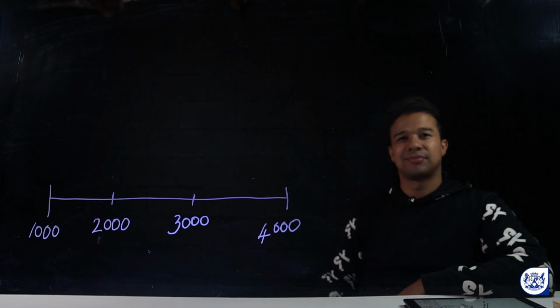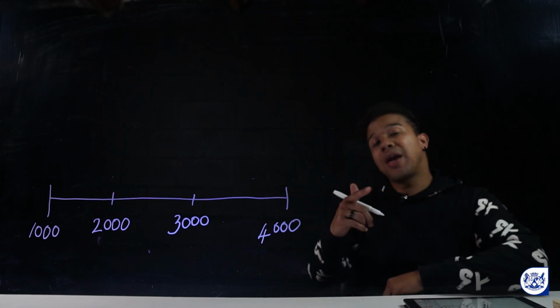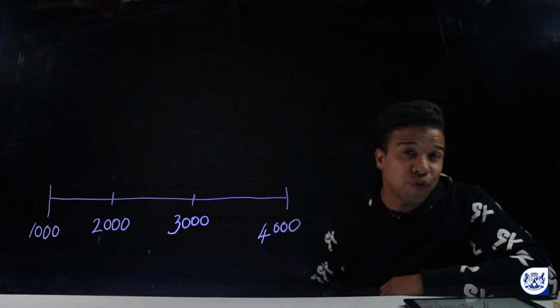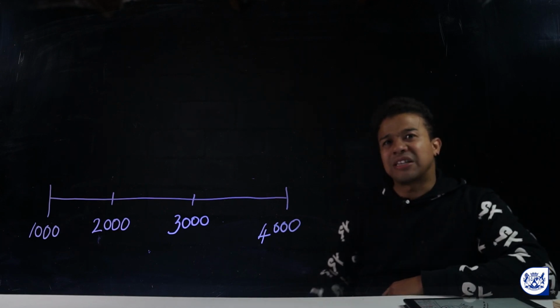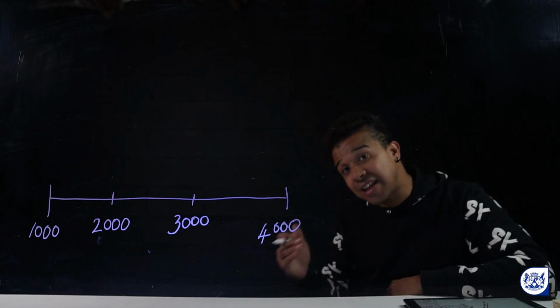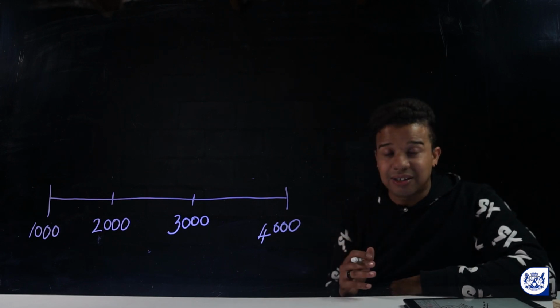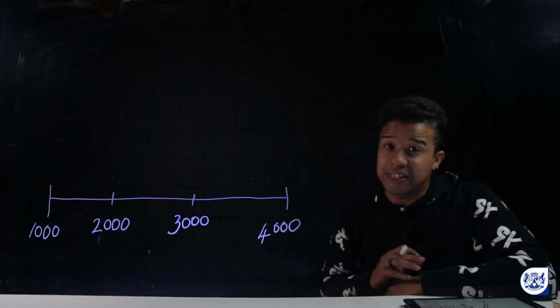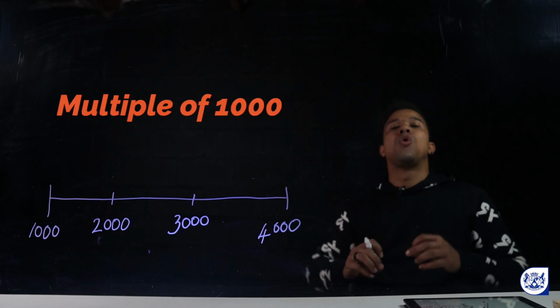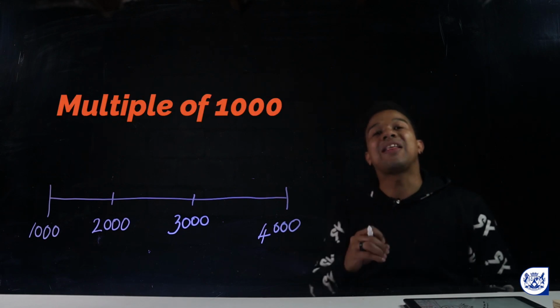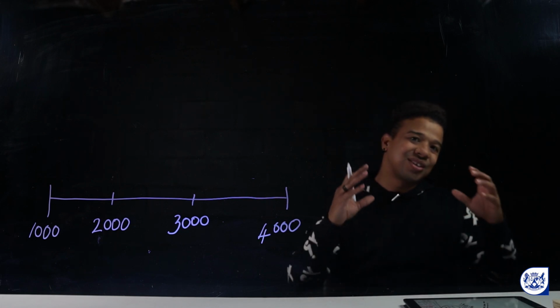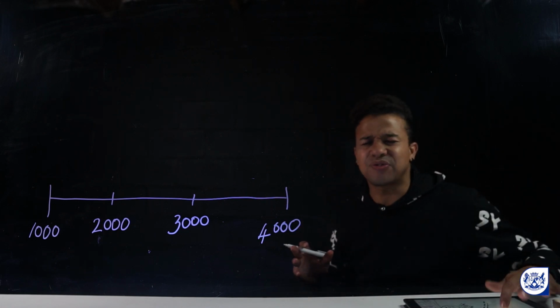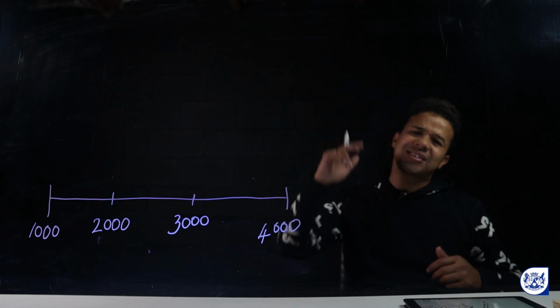In this video, we are going to learn how to round off to the nearest 1000. It's very similar to rounding off to the nearest 10 and to the nearest 100. It's just that when we round off to the nearest 1000, we have to see which multiple of 1000 the number we are using lays closest to. But the best way to do this is to get straight into it.